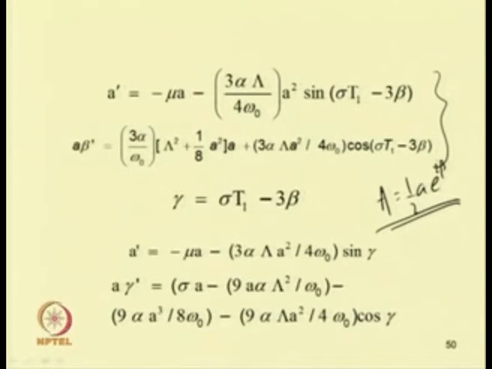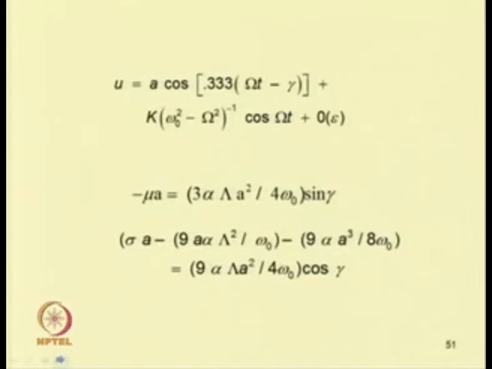Now, in these equations time appears explicitly. So, to make the system non-autonomous, we can substitute sigma t 1 minus 3 beta equal to gamma and write the equations in this form. Here a dash is the differentiation of a with respect to t 1. So, we can write the a dash and gamma dash equations.